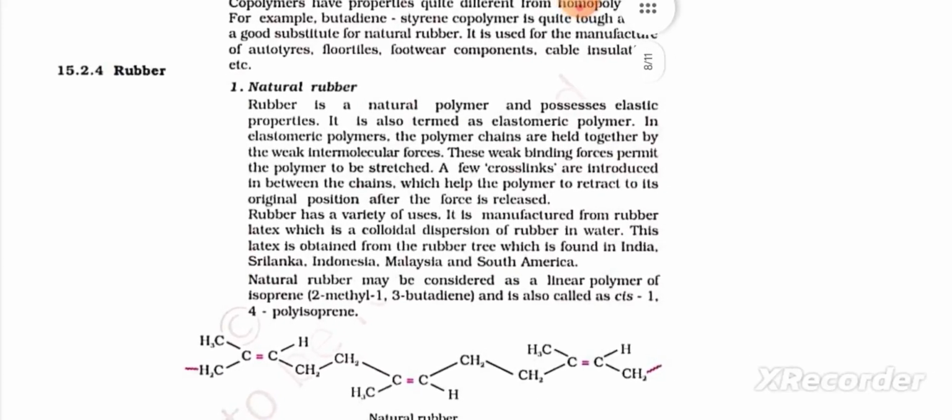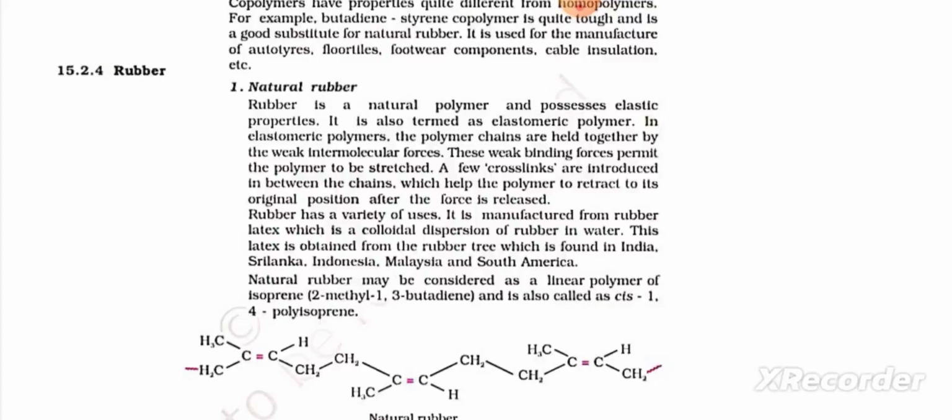Rubber is a natural polymer and possesses elastic property. It is also termed an elastomeric polymer. In elastomeric polymers, the polymeric chains are held together by weak intermolecular forces. These weak binding forces permit the polymer to be stretched. A few cross links are introduced in between the chains, which help the polymer to retract to its original position after the force is released.